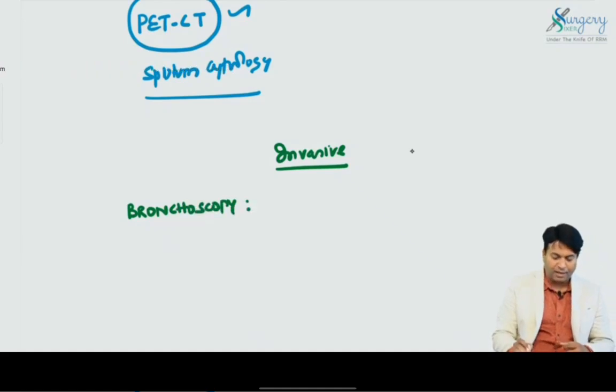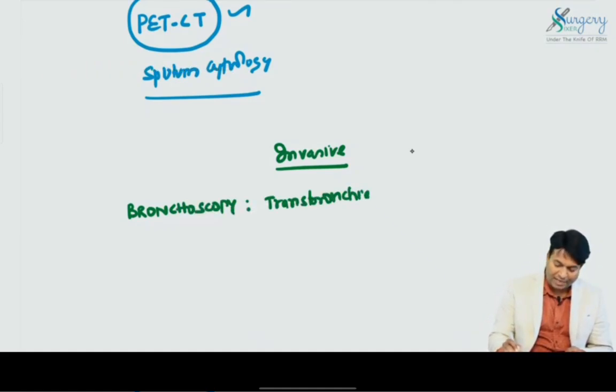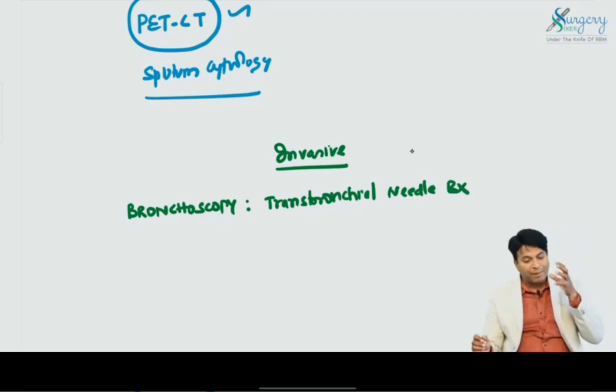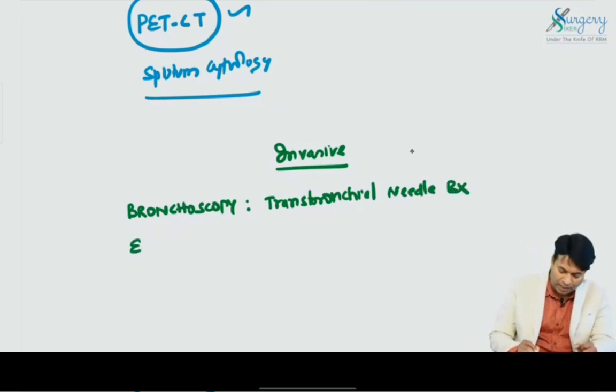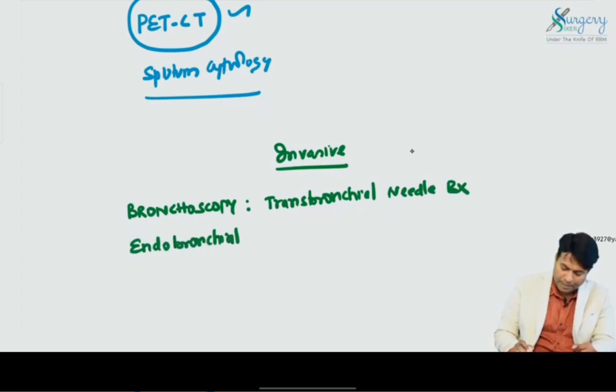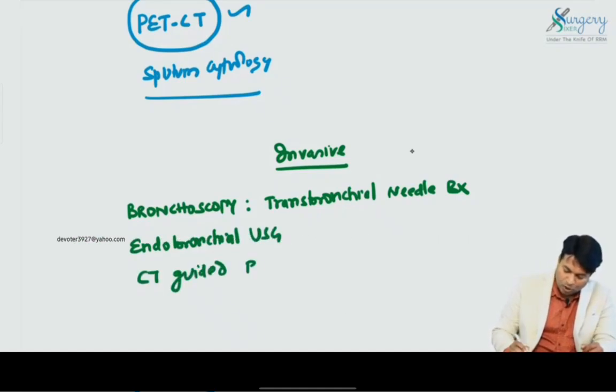Bronchoscopy, we can directly enter into the lesion and take a biopsy. Transbronchially, we can take a needle biopsy from the tumor. So by invasive investigation, we take a biopsy. Or we can do endobronchial ultrasound and biopsy, like an endoscopic ultrasound, or we can advise a CT guided biopsy. All these are invasive investigations.